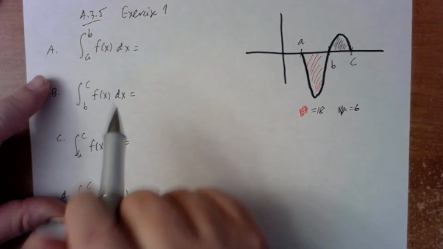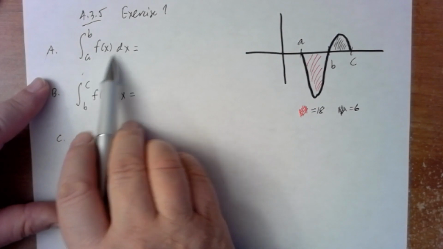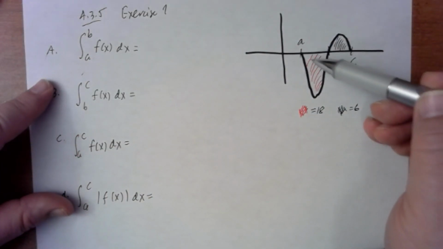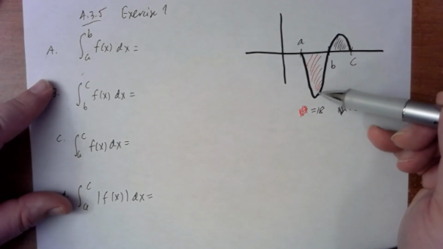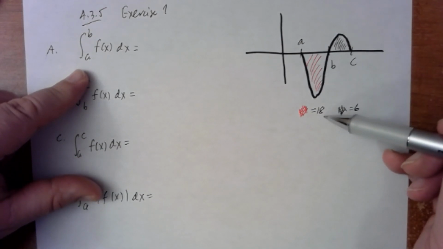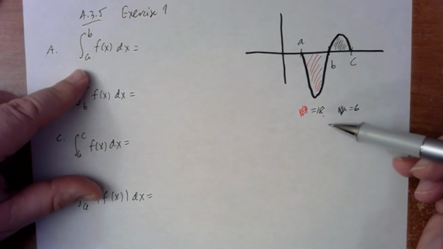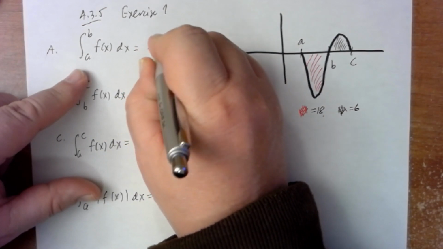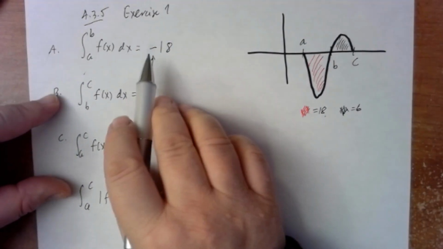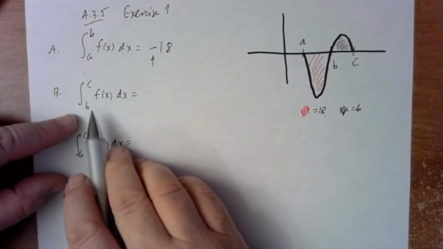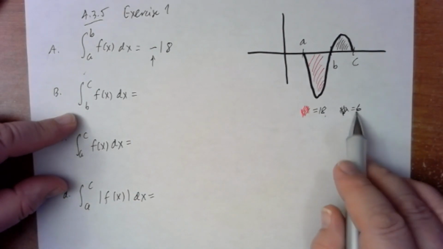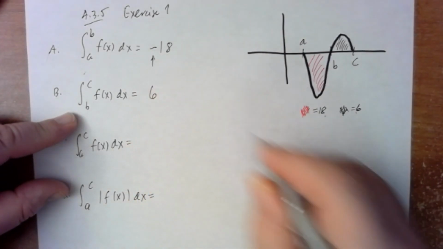And so the integral from a to b of f of x dx, that's going to be the area from a to b, which is this area here, but because we're below the x-axis, it's not going to be positive 18, it's going to be negative 18, right? So we would say negative 18 is that area. So that negative sign is important here. What's the definite integral from b to c? That's going to be 6.